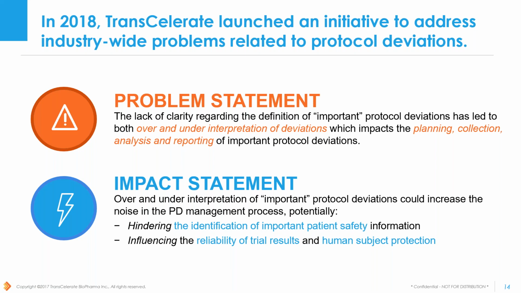So we started to think we'd like to be able to come to a position where we can confidently look for important PDs, define them in a cohesive and logical and pragmatic way, and really focus on what matters. So the impact statement we have is that over or under interpretation of what's an important PD can increase the noise in the system. So like I said, slowing us down to look for what truly matters in terms of safety or data integrity, and potentially influencing our trial results and the protection of our human subjects.